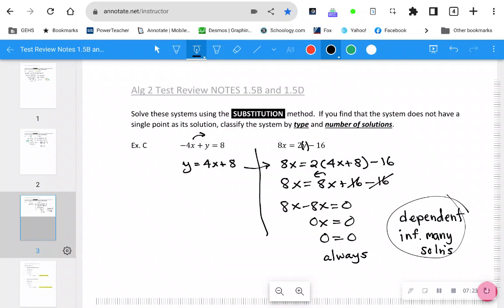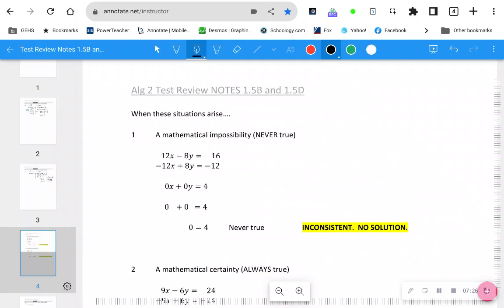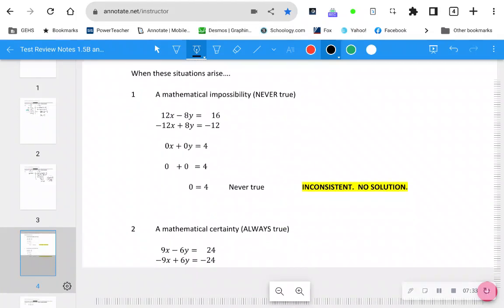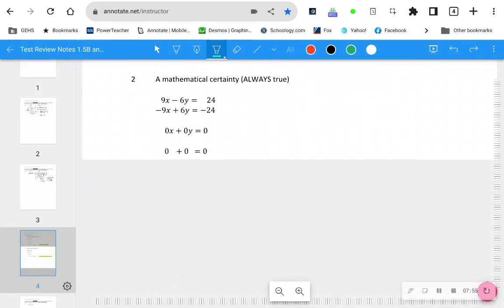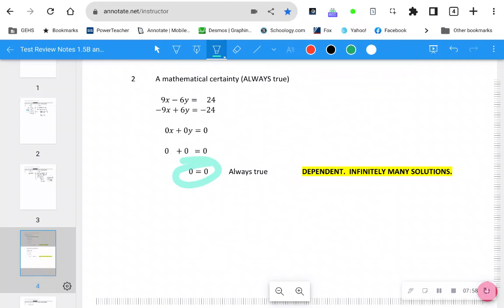Okay, so that last example kind of leads me into those two special cases, and I've got them listed here. If you come up with a mathematical impossibility, something that's never true, then, you see I worked that out and I got 0 equals 4. 0 is never equal to 4. These are the ones that are parallel lines, inconsistent, no solution. But if you get something that's always true, like on the previous problem, where 0 always equals 0, then it's a dependent system and you have infinitely many solutions.